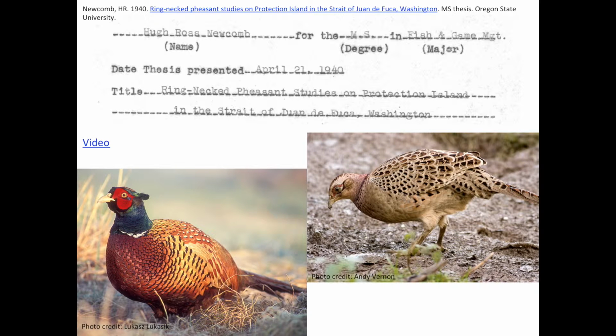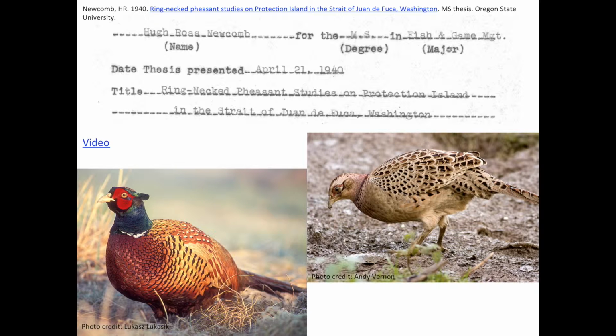One of the examples that is often given in textbooks for exponential growth is the introduction of pheasants to Protection Island. And you can actually go back and get the thesis that contains the data for the growth of the pheasant population.